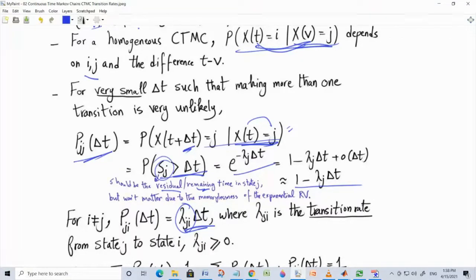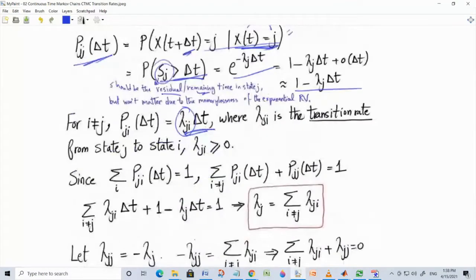What will distinguish between the states is that the transition rate, this factor of proportionality, will generally depend on i and j. This is the transition rate from state j to state i, and it is non-negative. If it is equal to 0, you are saying that during a very short period of time you cannot make any transition from j to i. So it can be 0 or positive.